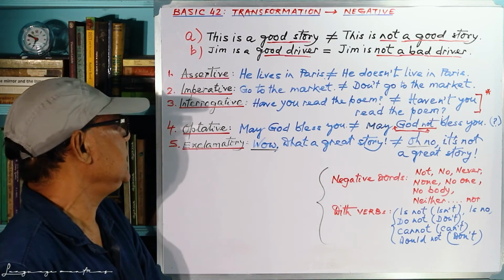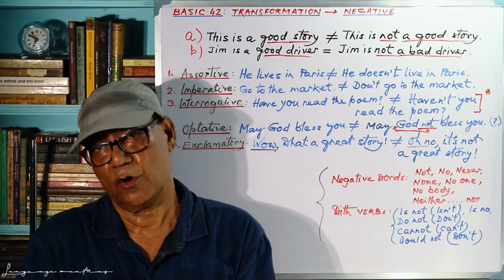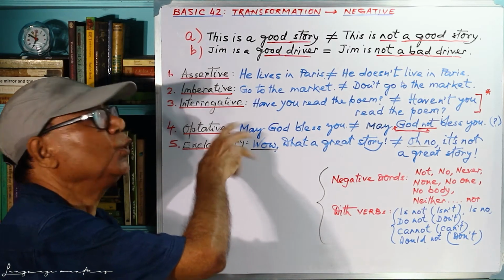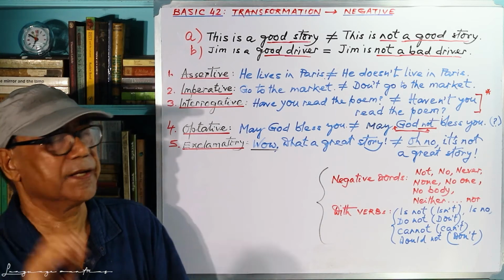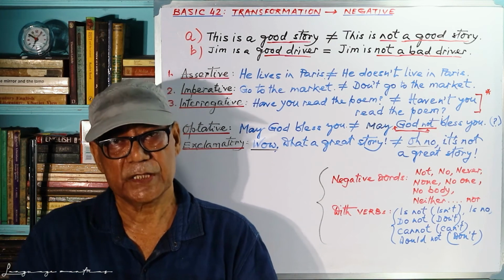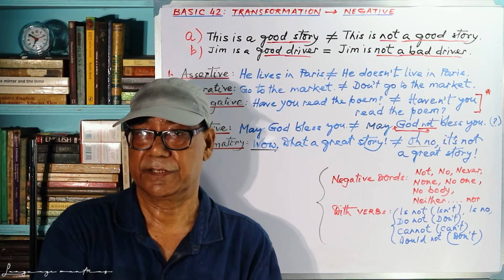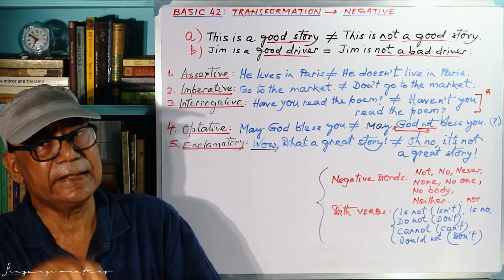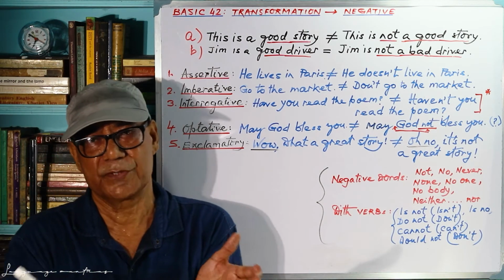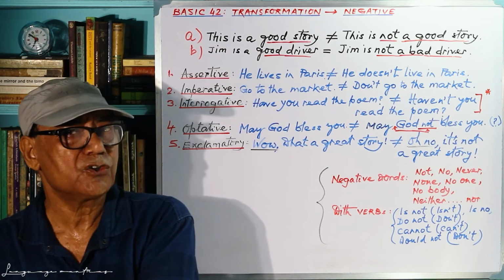Come to the next one, that is optative. Take them together, optative and exclamatory sentences. Actually, you won't come across many instances of the negative forms in these two categories. But let's see. Optative means you express your desire, you express your wish. I wish you were not there. I wish you were there. This is a very simple form of an optative sentence, and we have both the forms. I wish you were there. And I wish you were not there.